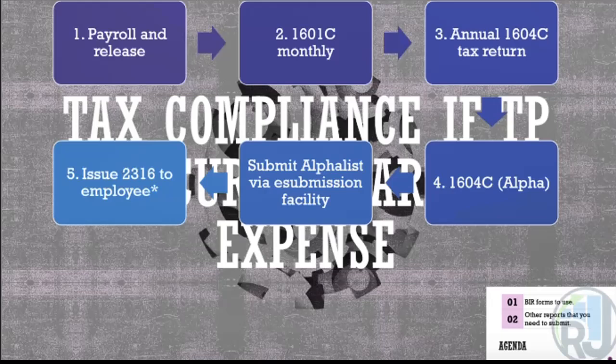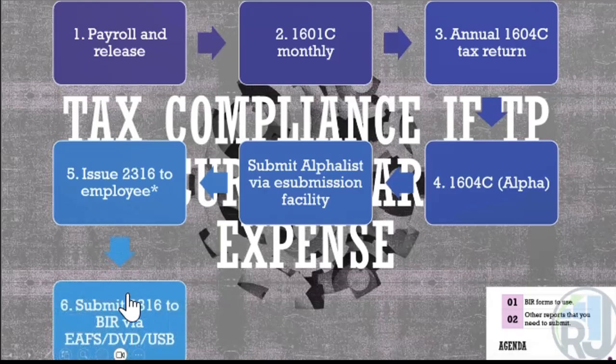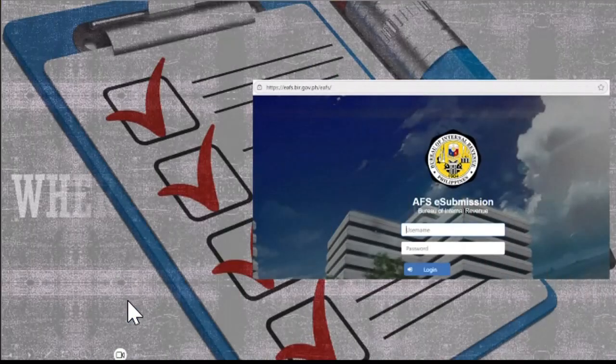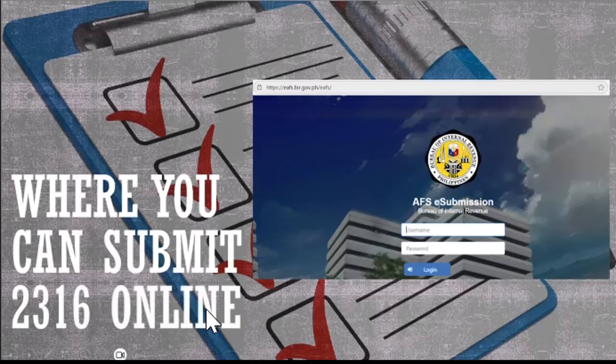And then finally, masyadong maraming requirement ang ating BIR kasi apart sa pagbigay ng 2316 sa ating mga empleyado, kailangan mo rin bigyan ng kopya ang Bureau of Internal Revenue. So, maaari mo po siyang ibigay or i-submit via DVD or USB or para mas maginhawa sa iyo, ibigay mo na lang via EAFS facility kung saan ito ang online facility kung saan maaari mong ma-submit ang 2316. Actually, pwede mo ring i-submit dito yung mga audited financial statements ng ating mga taxpayers.